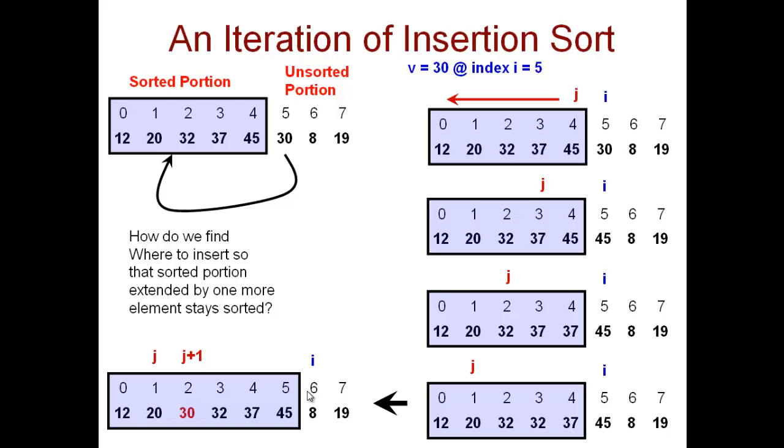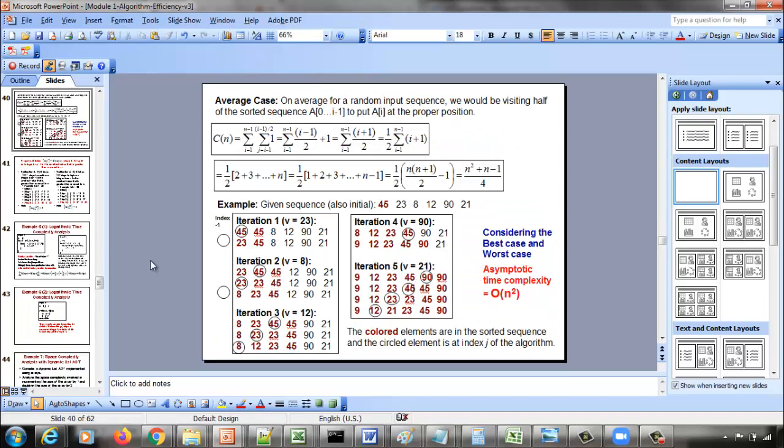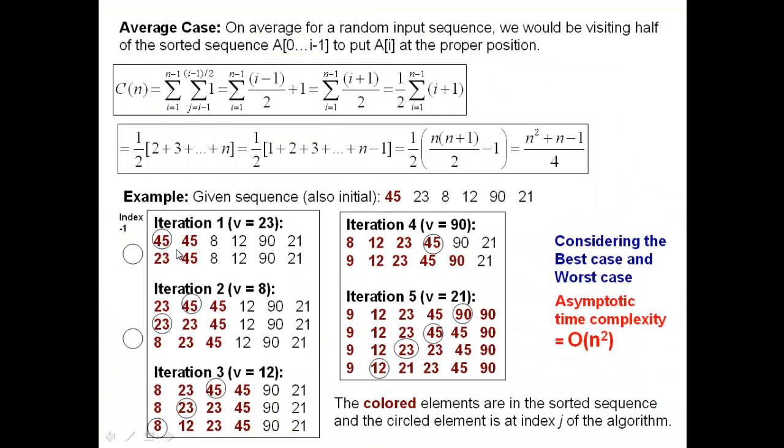Okay, so to begin with, for a given array like this, the first element forms the sorted portion, and the rest of the elements form the unsorted portion. So in the first iteration, we try to insert the first element in the unsorted portion, which is this 23, somewhere in the sorted portion, so that after that iteration the sorted portion expands by 1 element and stays sorted: 23, 45, and then the rest of the elements.